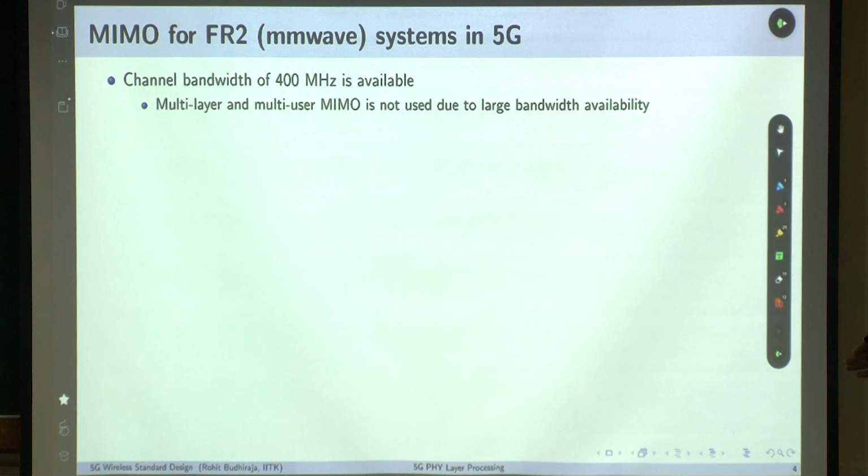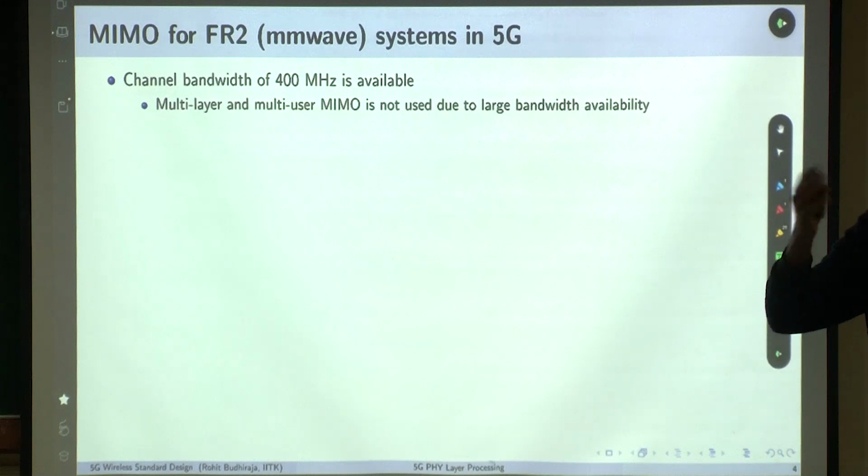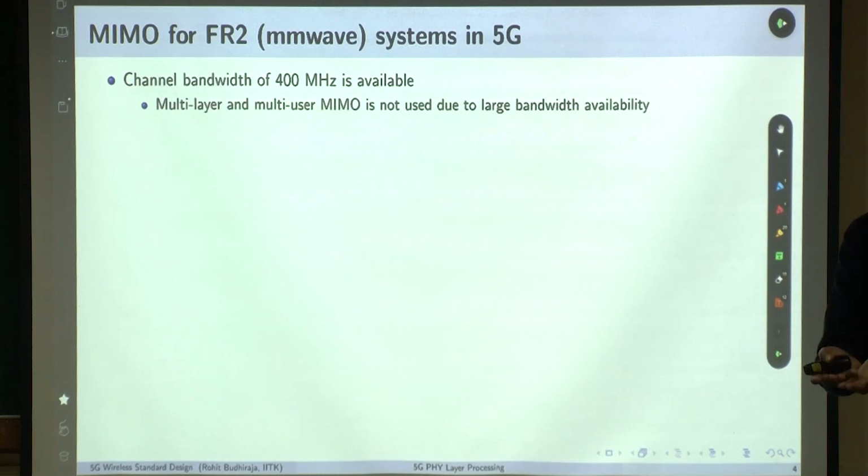First difference: the single-user MIMO with multiple layers is not used in FR2, for the reasons we have already discussed, because the bandwidth is large. Why are we doing all this? So that we can increase the data rate of each user. Why are we doing multi-user MIMO? Why are we supporting more than one user on each PRB? So that the total data rate increases. You can support more users with higher data rate.